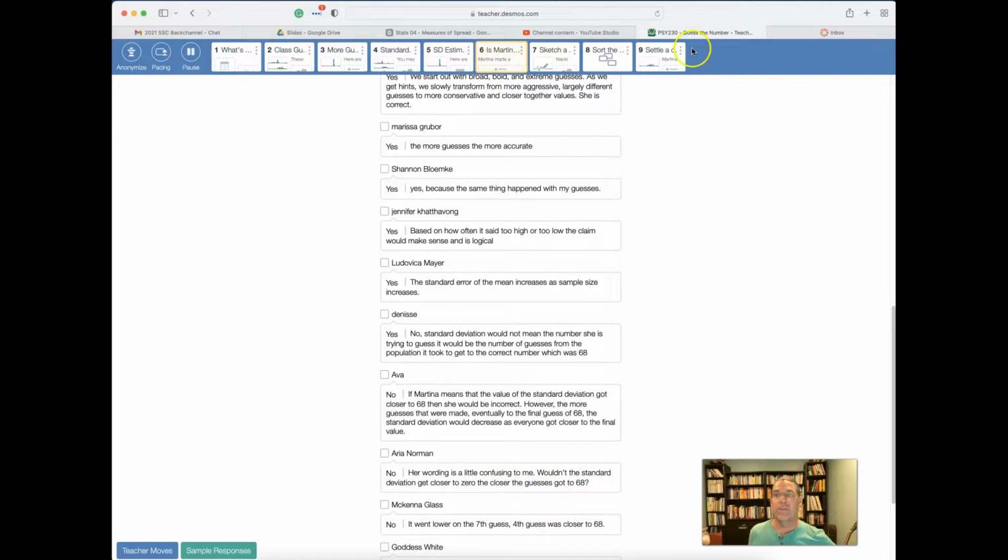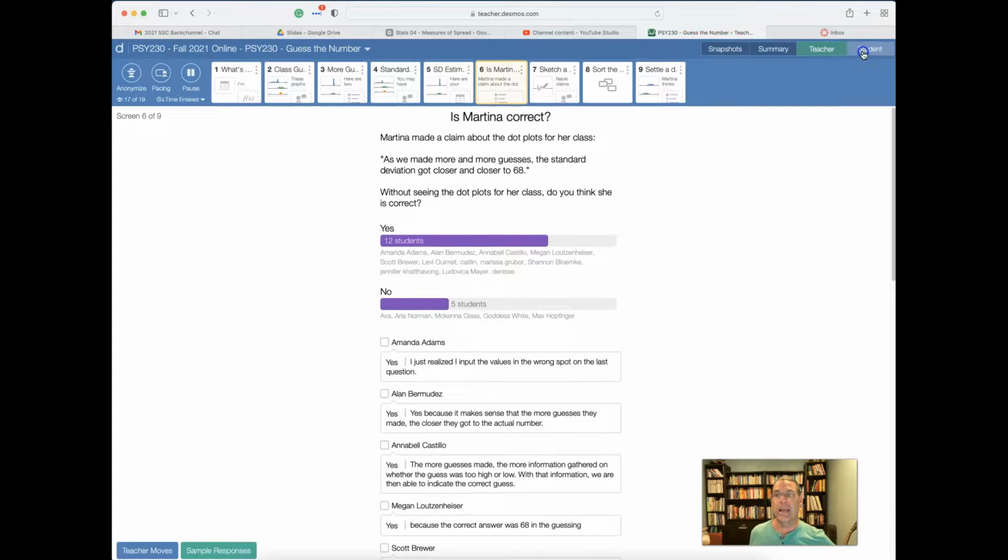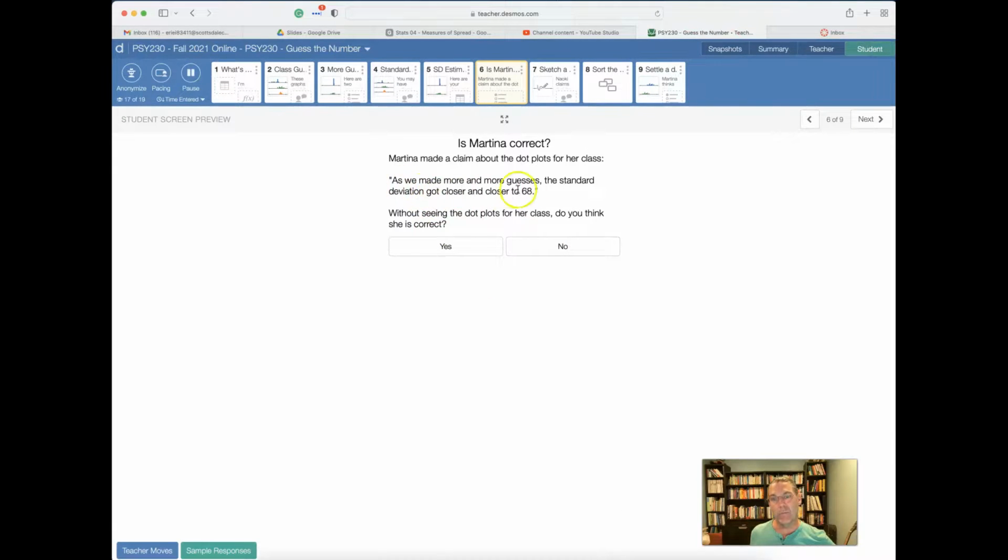Yes. So the way to think about this is that she says, as we made more and more guesses, the standard deviation got closer to 68. No. So there's two ways to say this. One is you could say, as we made more and more guesses, the mean got closer and closer to 68. Or everyone's guesses got closer and closer to 68. But the deviation is how much people deviate from the mean. And if the mean is 68 and a lot of people are guessing 68, you're going to get closer and closer to a standard deviation of 0. Okay, because they aren't deviating from the mean.